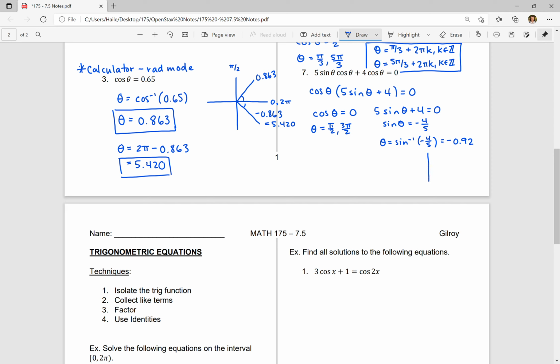So let's think about where that is on our quadrants here. Negative 0.92 should be somewhere around here. It should be somewhere in quadrant 4. And if we were to find the positive version of that angle, we would get 5.36. Okay, so to do that, remember we just do 2 pi minus 0.92, and that gives us the angle going the other way around.